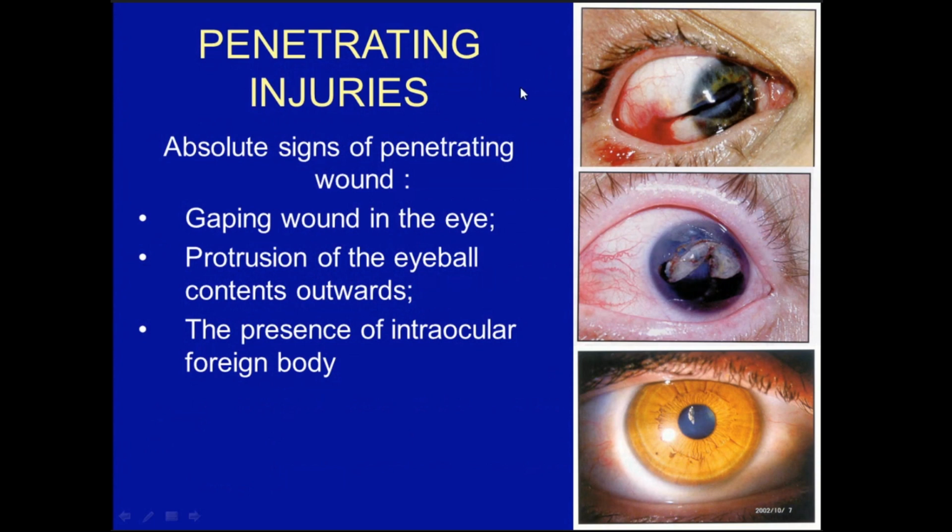So, absolute signs of a penetrating wound: a gaping wound in the eye, protrusion of the eyeball contents outward. For example, here you see protrusion of the iris and the presence of an intraocular foreign body.